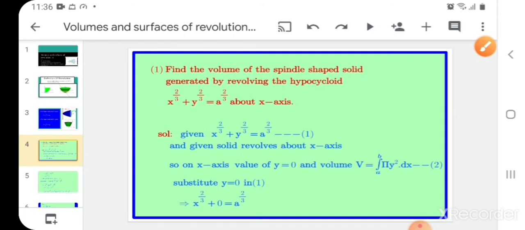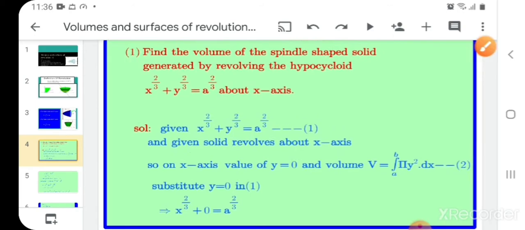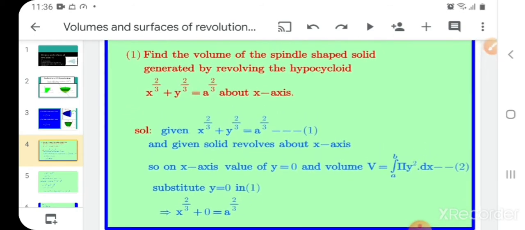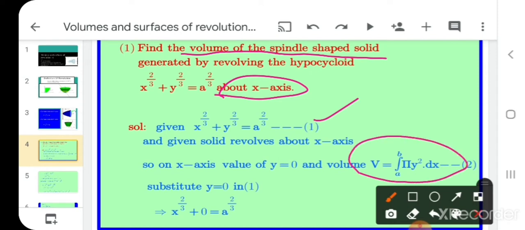See, what is the given equation? Hypocycloid. What is the equation? x power 2 by 3 plus y power 2 by 3 equals a power 2 by 3 is our given equation. This is equation number 1. And the given curve revolves about the x-axis. If the curve revolves about the x-axis, which formula do we use to find the volume of the spindle-shaped solid? V equals integral a to b pi y square dx. Let this be equation number 2. See, in this formula, what are the values we have?